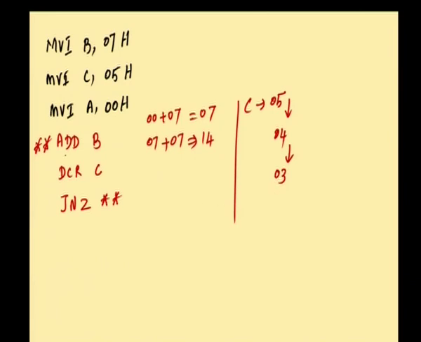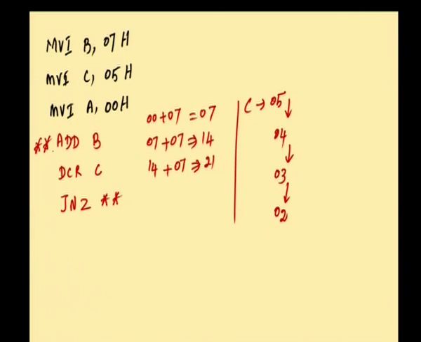So, again add with the, go to the instruction add B. The previous resultant accumulator value is 14. Now, the current B value 07 is added. Now, you get the value as 21. So, after 21 you have to decrease the counter, which is 02. 02 is not a 0.